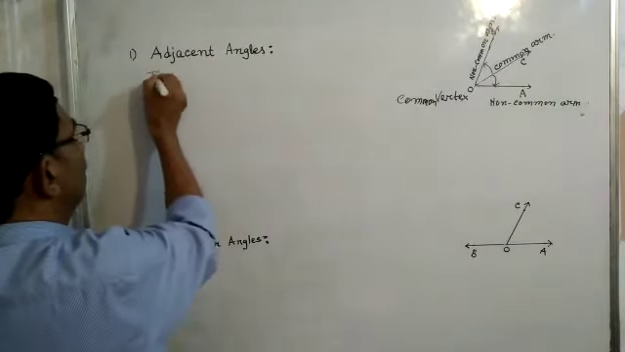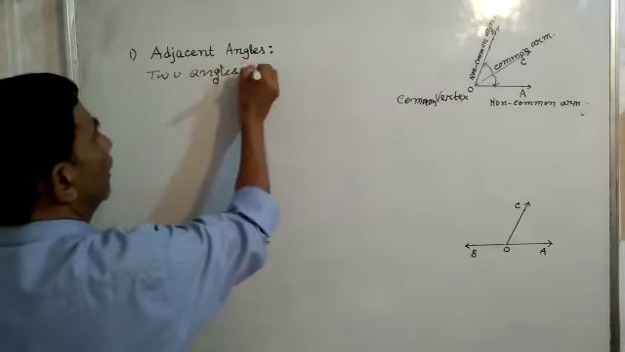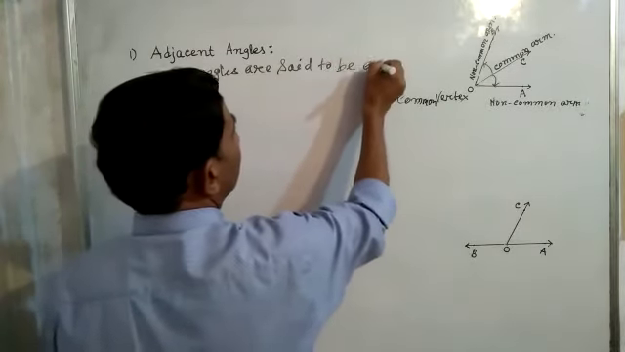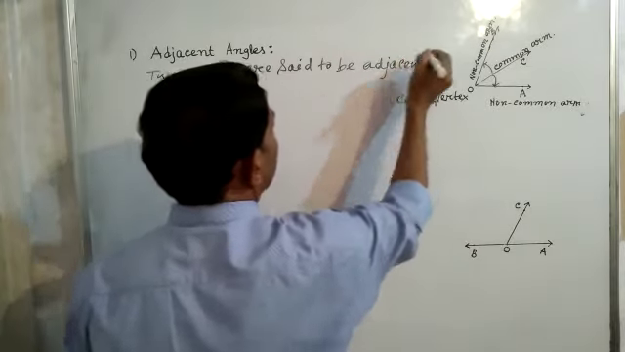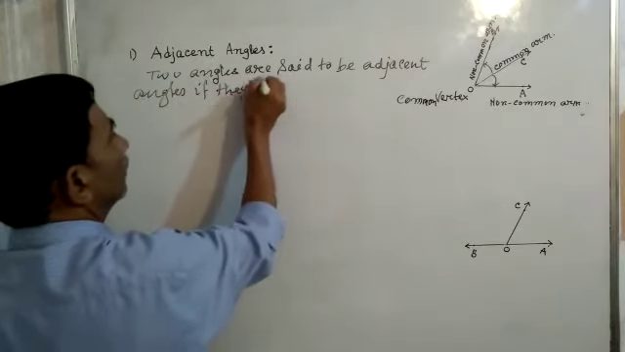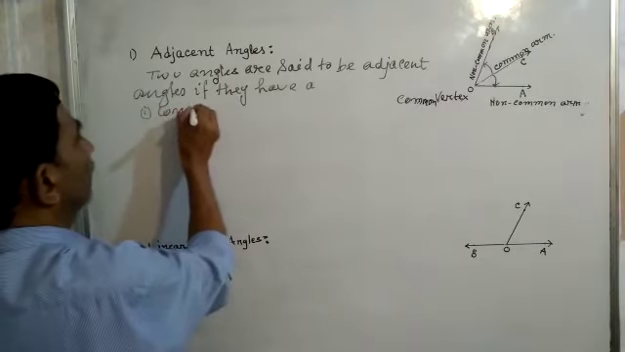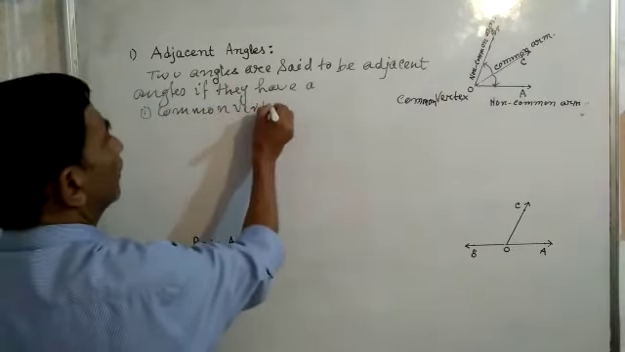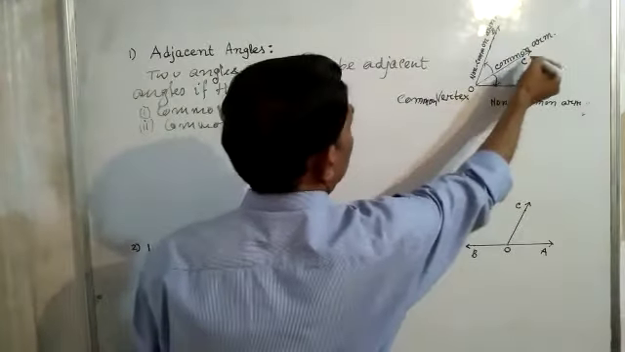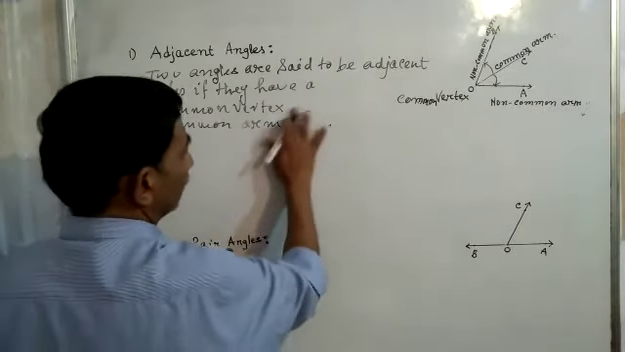We can write: two angles are said to be adjacent angles if they have, number one, a common vertex. Number two, they have a common arm, this OC, common arm. We will write it OC.